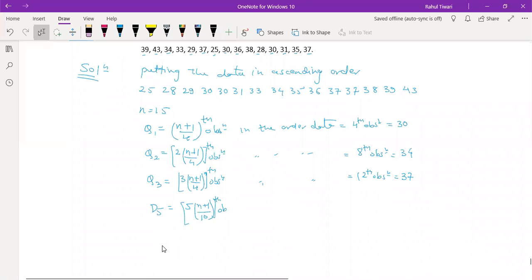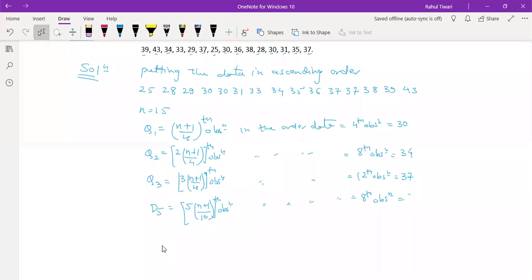What could be the data? What is your calculation? Let me know. 5 2s are 10, right? So 2, this is 16. The 34 is the eighth observation. Is it the eighth observation? Yes, it's the eighth observation. So 34.